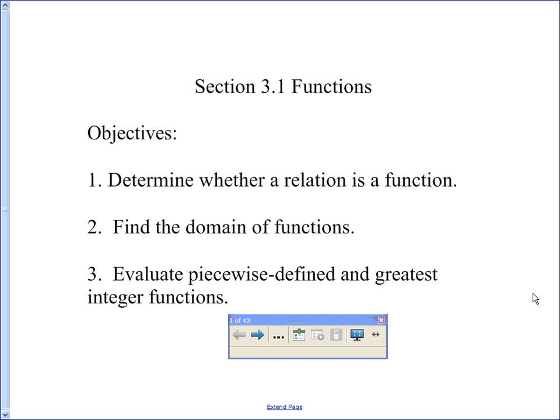Section 3.1, we're going to be determining whether a relation is a function, much like we did in the last chapter, except this time we're going to be working primarily with equations rather than sets of data. We're going to be finding the domain of functions, and we're going to be evaluating and graphing piecewise and greatest integer functions.